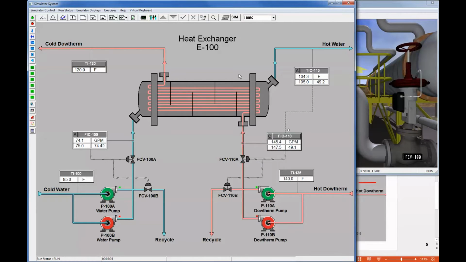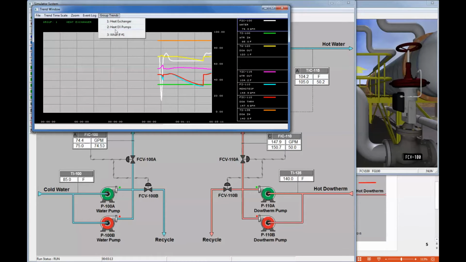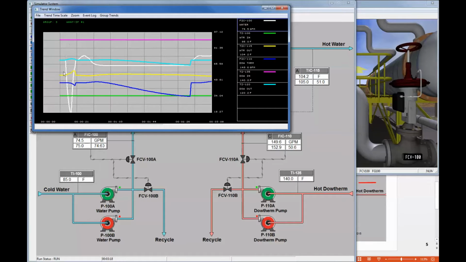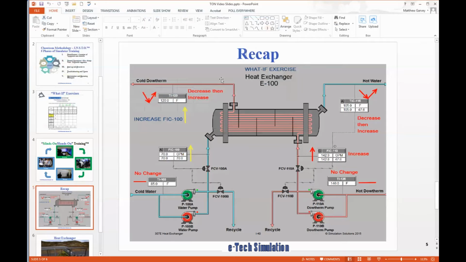Trainees can view these changes from the DCS screen or more in depth in the advanced trend window. So here we're going to look specifically at the What If Group trend page. As you can see, any change I made is tracked based on its time and its effect on other variables. So now that we have assessed this what-if exercise, let's see the results.